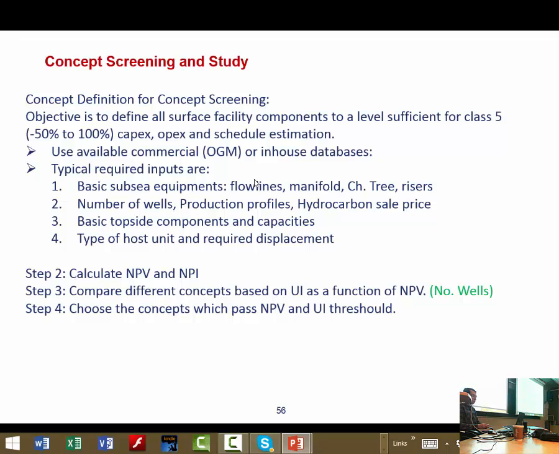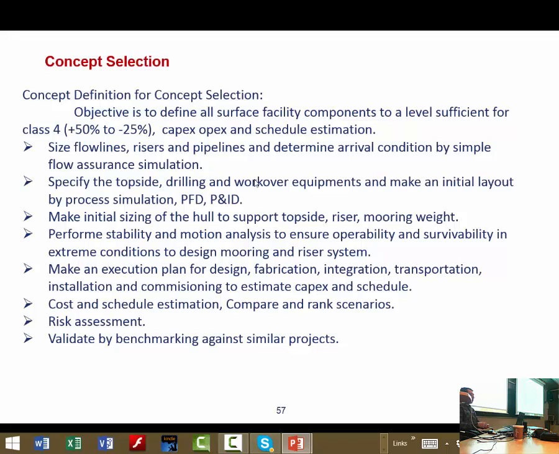The decision criterion is to choose the concept which has the net present value or utility index threshold which you have defined, or if you don't have one, you just select the concept that maximizes net present value and utility index simultaneously. But when you are in concept selection, the objective in this phase is to define all the surface facility components to a level sufficient for cost class 4, capex, opex, and schedule estimation.